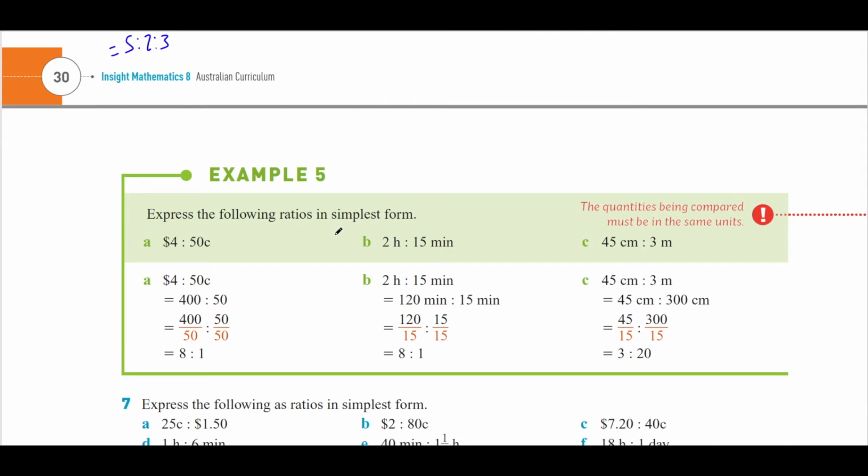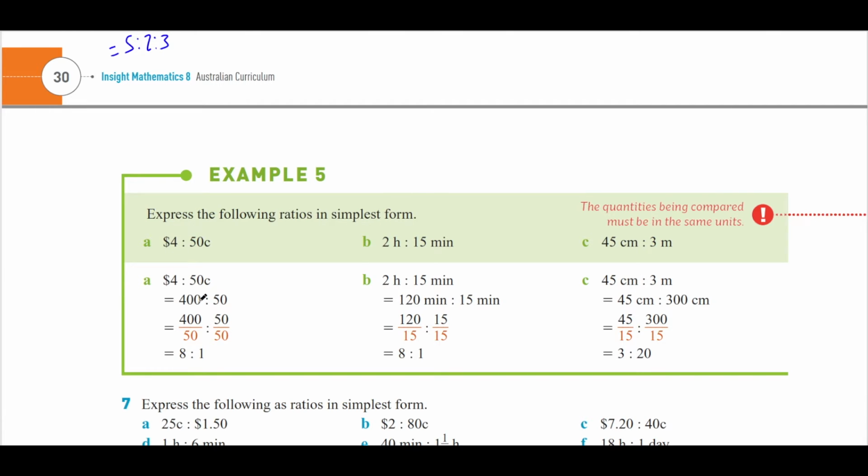Express the following ratios in simplest form. Okay, so now we've done these questions for the previous homework, but basically, like what this guy says, the quantities being compared must be in the same units. So at the moment, you have dollars and cents, not the same units. So what do you need to do? Convert the dollars into cents, or convert the cents into dollars. So I think it's easy to convert dollars into cents.